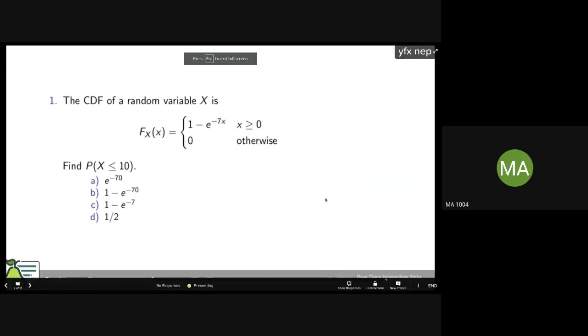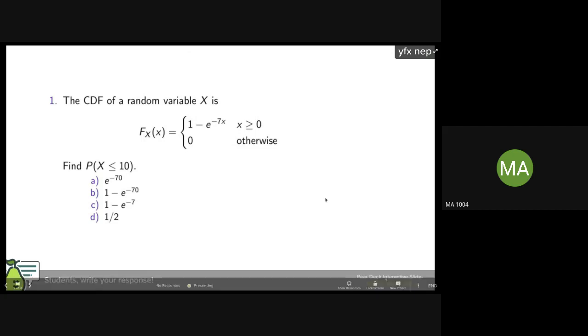Okay, so this is the first question for week 4. The CDF of a random variable x is given by Fx(x) equals 1 minus e to the power minus 7x, for x greater than or equal to 0, and it will be 0 otherwise. Otherwise means for the values taken by x less than 0. The question is: find the probability that x is less than or equal to 10. So these are the options. You have to write the option there.